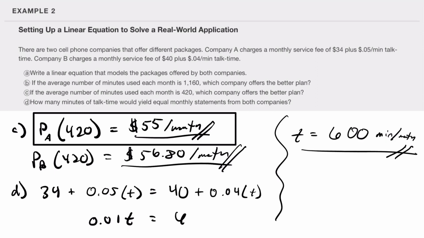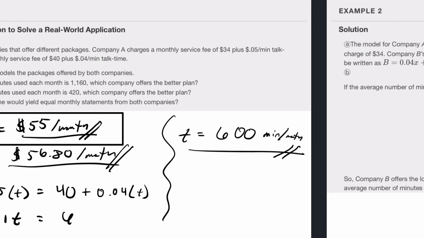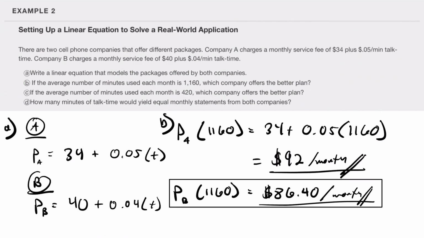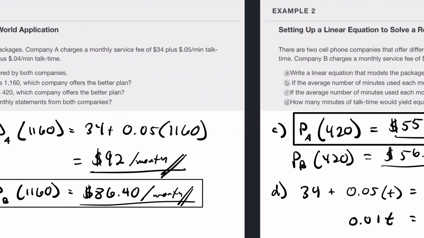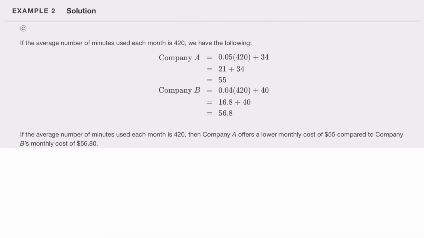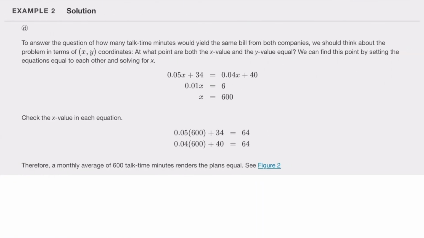Okay, so it looks like they should be equivalent at 600 minutes. Let's see how we do compared to the prepared notes. Did we get 92? Yeah, $92 a month and $86.40. Okay. I think our models were good. I think we got the same results for B, and we got the same results for C. If the average number of minutes is, yeah, we got that. And then for D, 600, right?